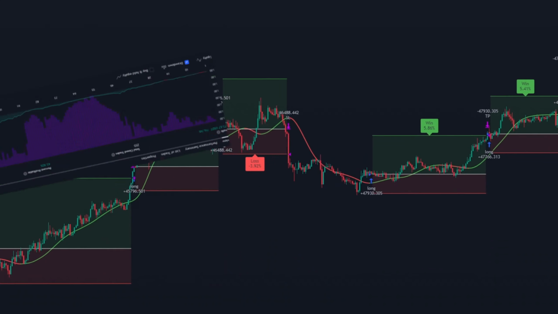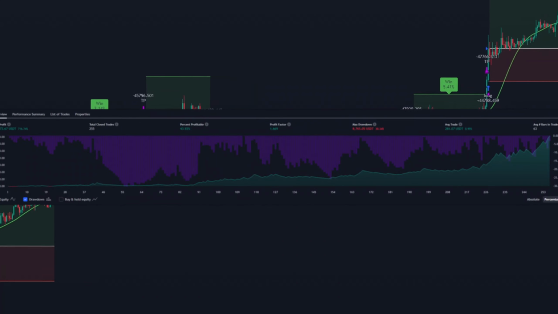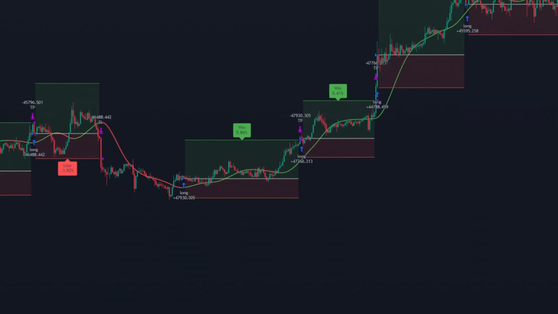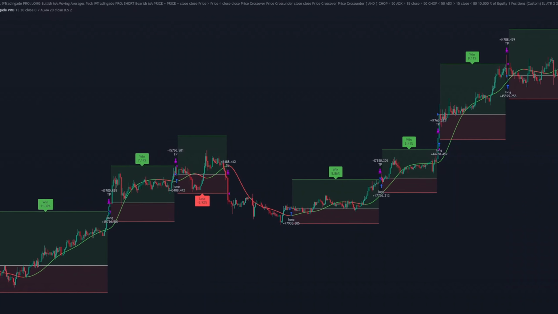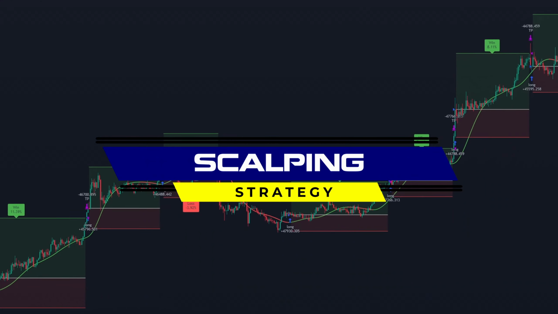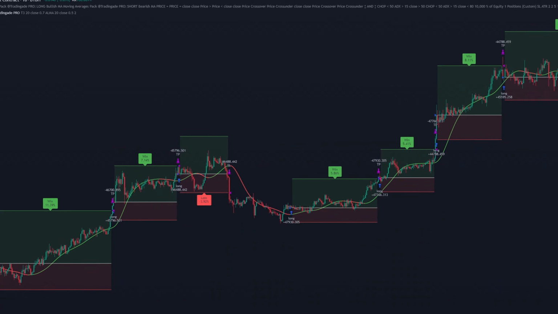Today we're gonna check this trading strategy and we will analyze the amazing backtest results using the TradingView strategy tester. But before we do that, let's build this 10-minute scalping strategy step by step together. So, let's dive into it.